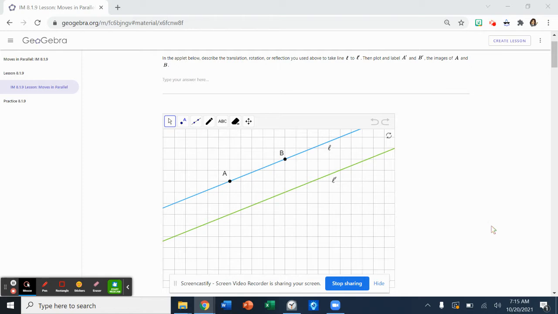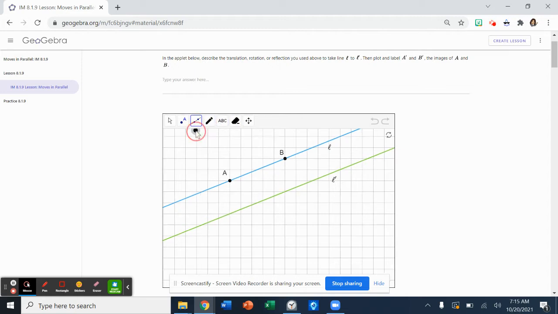So you might have noticed that this image is a translation because we can simply slide line L to line L prime. You can complete a translation by redrawing the line if you want to complete it yourself. The line tool is right here, so you would be able to redraw the line over L if you would like to. And then you want to talk about where you're translating from. So for example, if you plotted point A prime here, you might say that you're plotting a translation of line L from point A to point A prime.